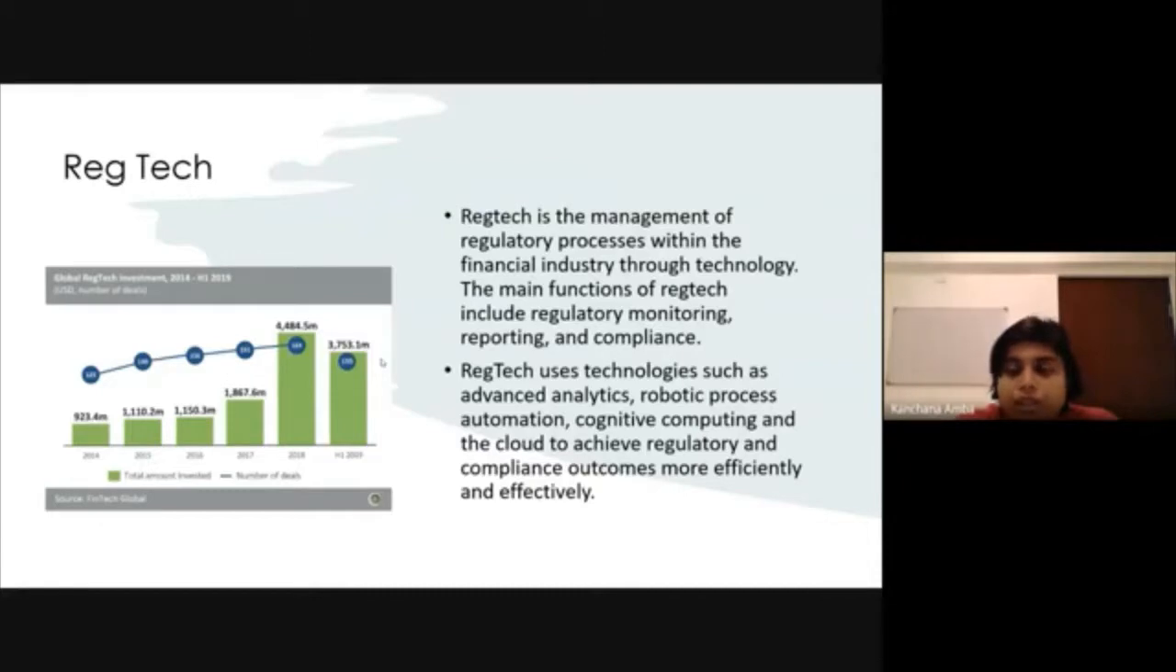RegTech uses technologies such as advanced analytics, robotic processors, cognitive computing, and cloud-based computing to achieve regulatory and compliance outcomes more efficiently and effectively, right? When the numbers are too high, it is difficult for manual compliance, and this is why they look at customer behavior, transaction patterns, and global mapping of where their wealth is going, and through that they generate data for compliance and regulatory purposes. This is increasingly becoming more and more important.